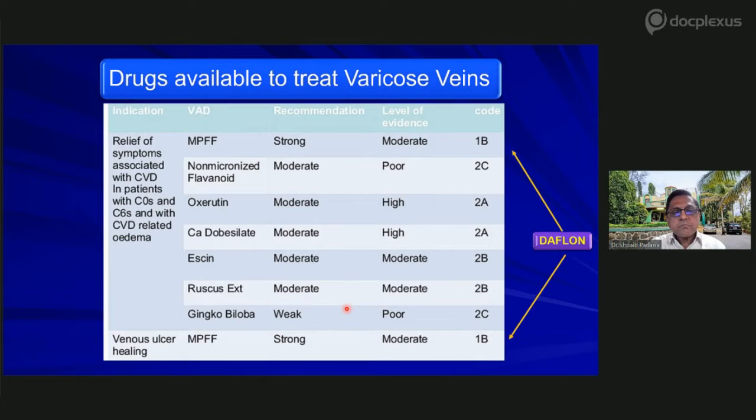However, the only drug which has been proven in multiple international trials again and again to have some benefit is what is called micronized purified flavonoid fraction, available in this country as Daflon. This is not only useful in varicose veins, but also has been shown to be useful in the healing of venous ulcers.